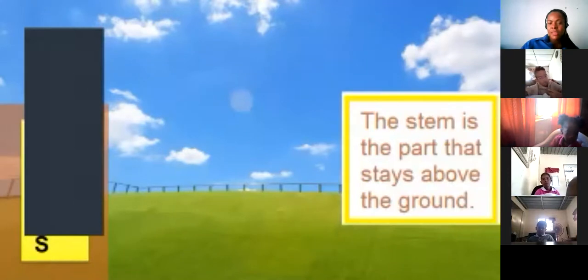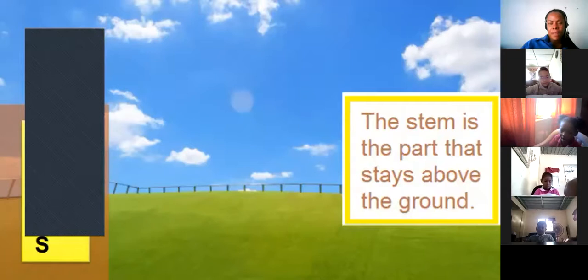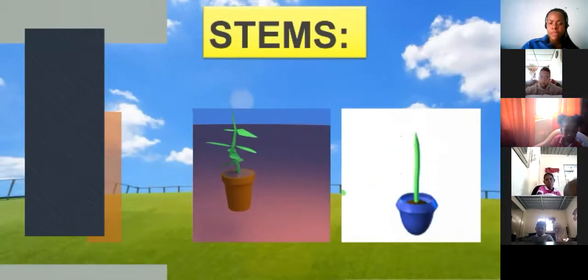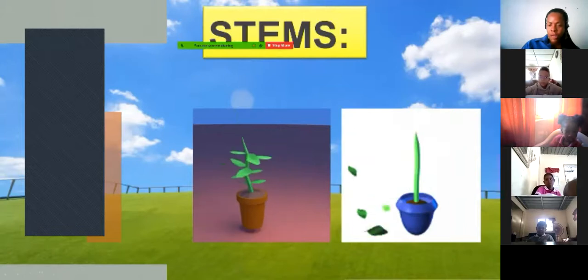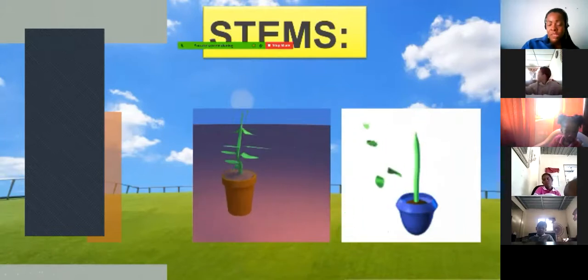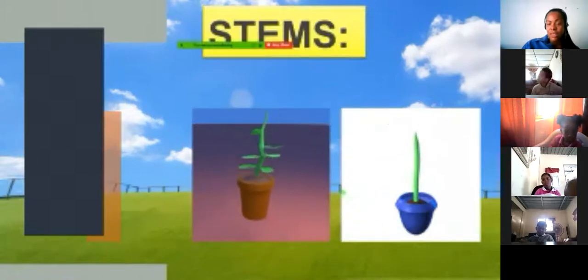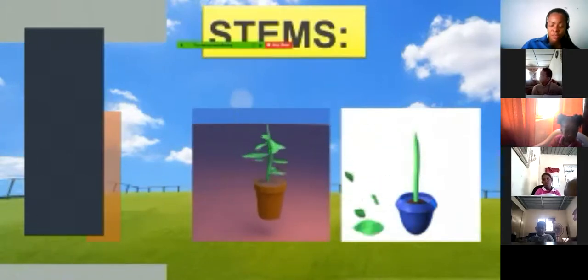Next. Stem. The stem is the part that stays above the ground. Stem es el tallo y el tallo es la parte que está arriba del suelo. Eso es lo que es el tallo. Stems. This is an example. The stem is that part here. We have the ground here. We have the roots inside the ground. Vemos que las raíces están aquí adentro y aquí está el tallo. This is the stem.